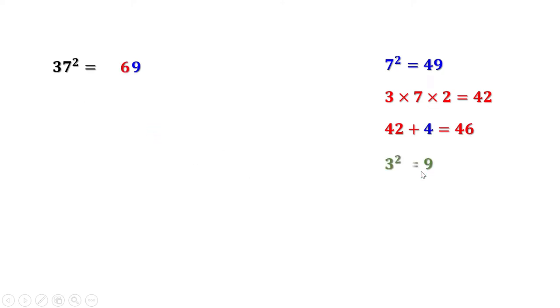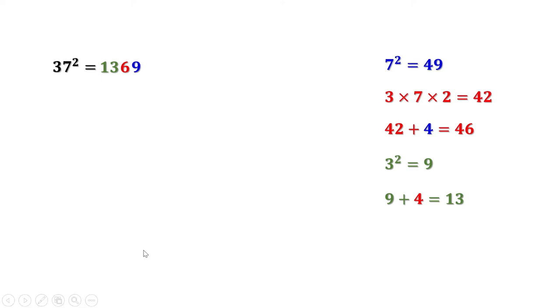3 square is 9. 9 plus the remainder 4 is 13. So 13 is the next part. So 37 square is 1369. Like this, we can easily find the squares of two-digit numbers, and mostly we need to find squares of two-digit numbers in this chapter.